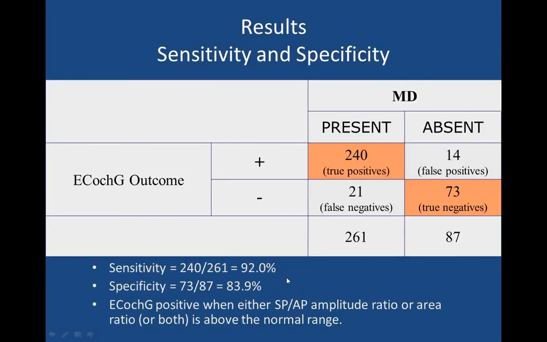So what we now do is include both SP-AP amplitude and/or area ratio in determining whether or not an electrocochleogram is positive for Meniere's. And when you do that, we are about as sensitive as most any test can get for helping to diagnose this disorder.